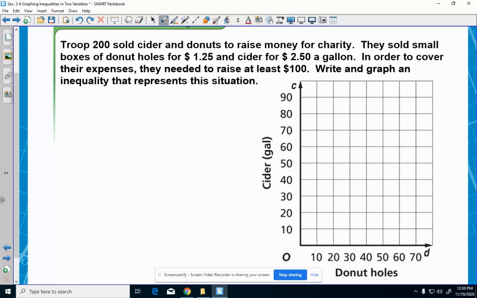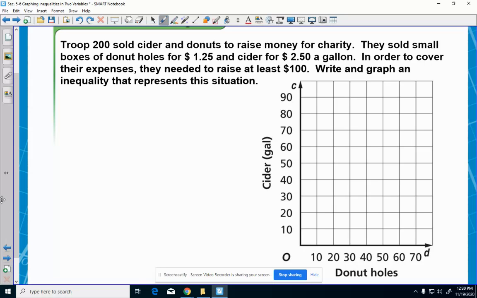Boxes of donuts are $1.25 a piece. That's super cheap. Better get some of those. Cider's $2.50 a gallon. That's cheap. They're not making good money here. They could be charging way more. Okay. In order to cover their expenses, they will need to make at least $100.